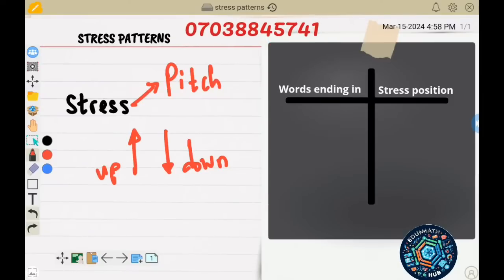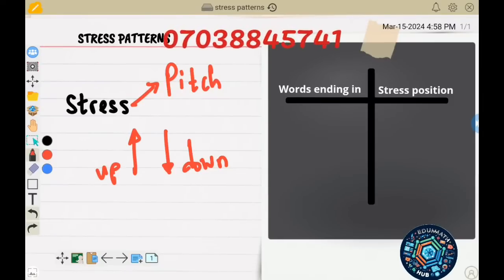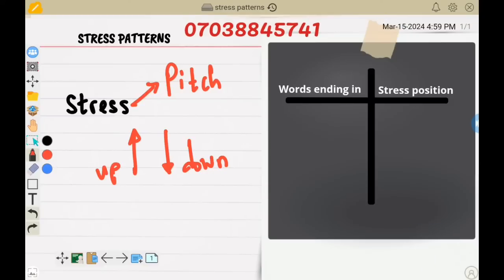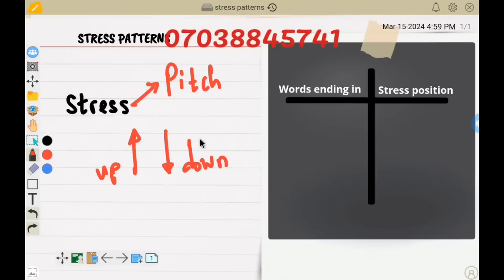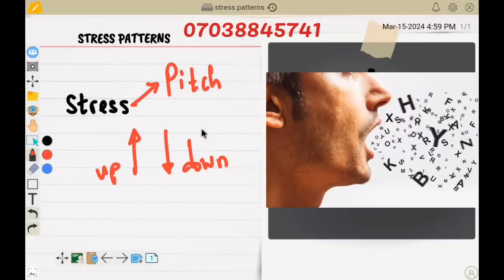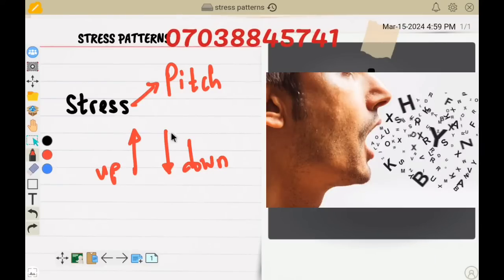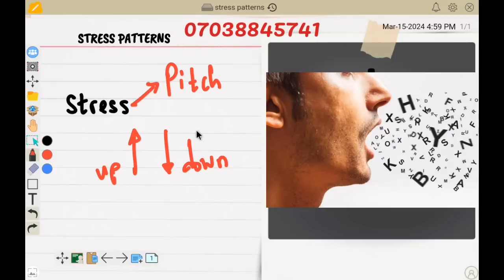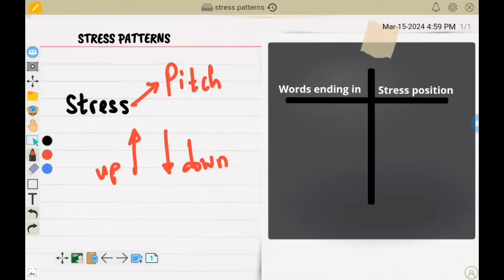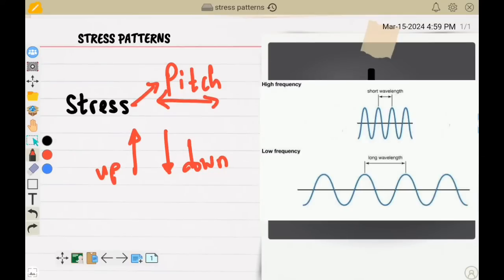To understand stress, you need to know the definition of stress. So what is stress? Stress is just the pitch of your voice when you pronounce a particular word. When you're pronouncing a particular word, there are some points where your voice will go deeper, and there are some points where your voice will go lighter, as you pronounce the syllables of that word. So stress does have to do with pitch, how deep your voice goes, maybe up or down, when you're pronouncing a particular word. Okay, so that's about stress.